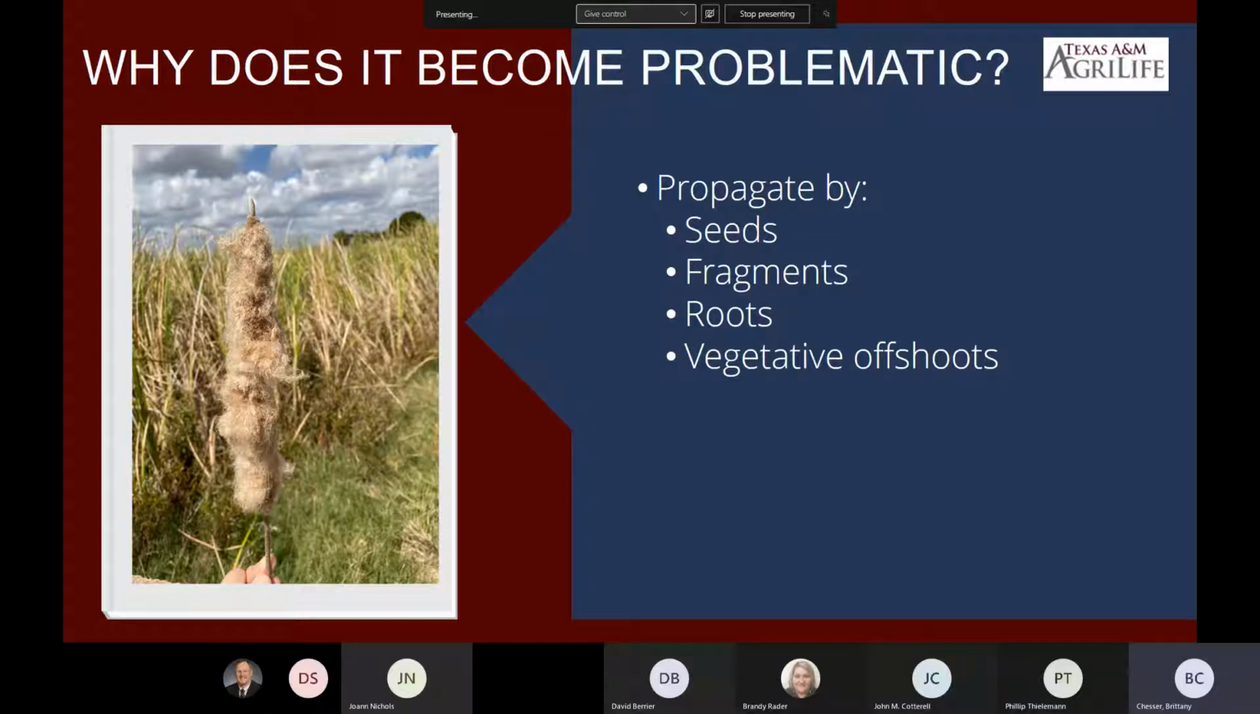And so this gives aquatic vegetation an edge, being able to not only reproduce by fragments, but also have seed reproduction.